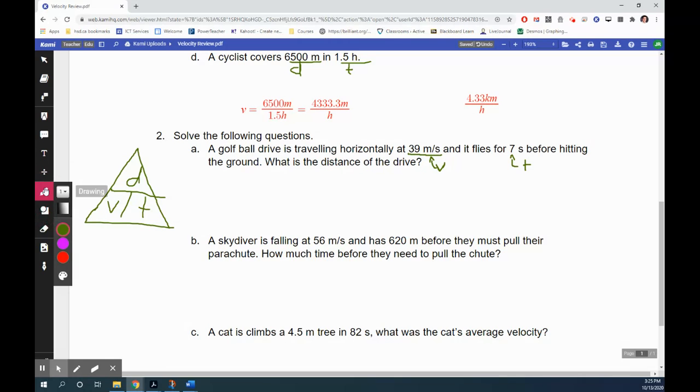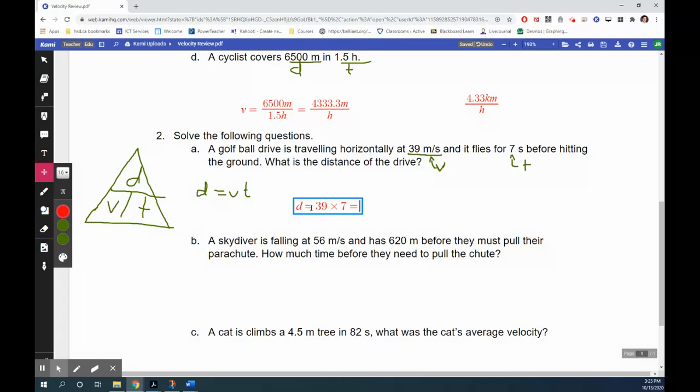So let's highlight a bit here. What are we looking for this time? We're looking for D. And so we're going to use D equals V times T, because V and T are on the bottom of this. And so since we're finding D, we're going to do V times T. And so what does this look like? Distance equals our velocity of 39 meters per second times our time of 7 seconds.